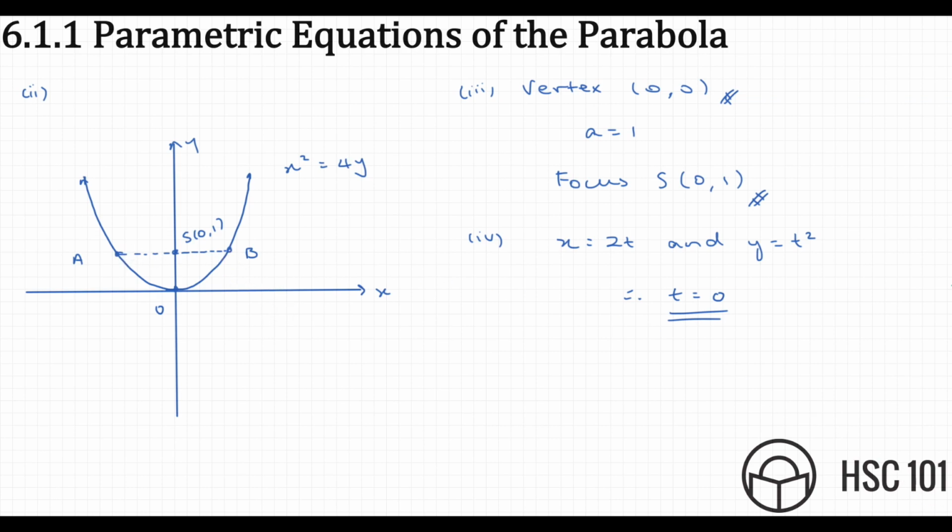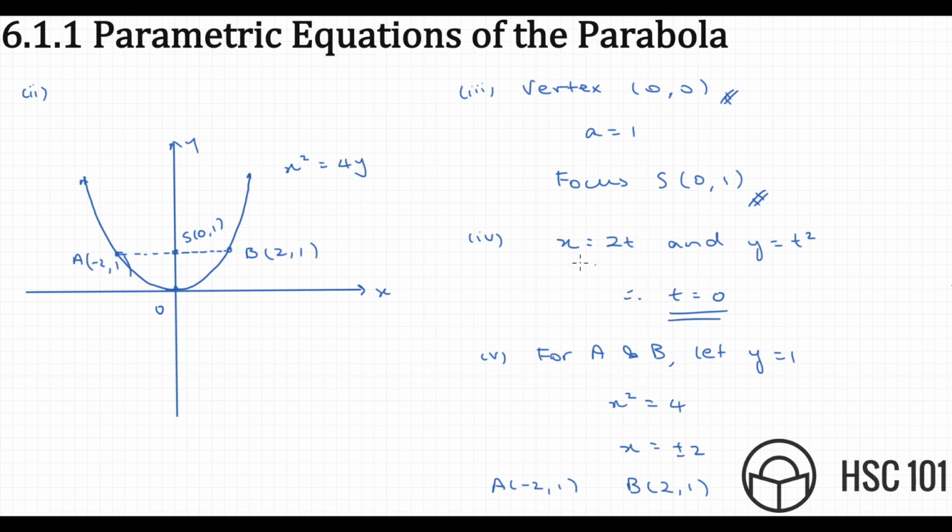So for part 5, for A and B, I let y equal 1. So I'm looking at x squared equals 4, so x equals plus or minus 2. According to my diagram, A is (-2, 1) and B is (2, 1). So I've got the coordinates for the endpoints of the latus rectum. Now what values of t give these coordinates?